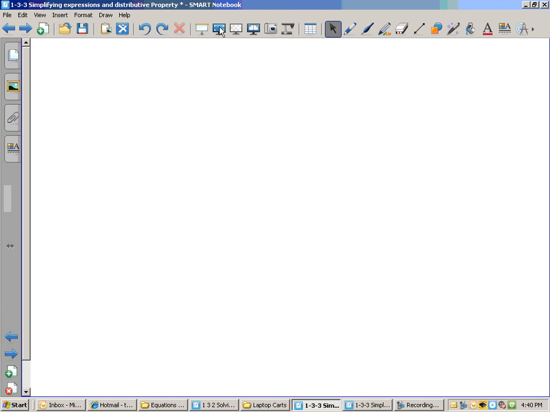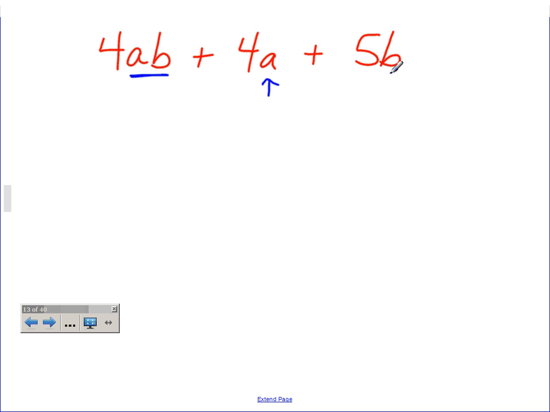Sometimes you may have problems where you can't simplify. For example, we may be given this problem, and the directions may say to simplify. If you look at the problem, I don't see any terms that are alike. This is an AB, this is an A, this is a B. I cannot put those together. So this would be my simplified answer already. I cannot simplify it any more than that.